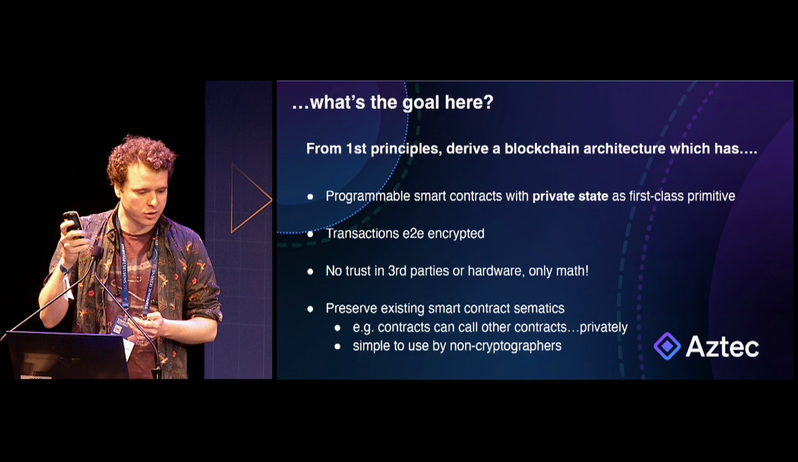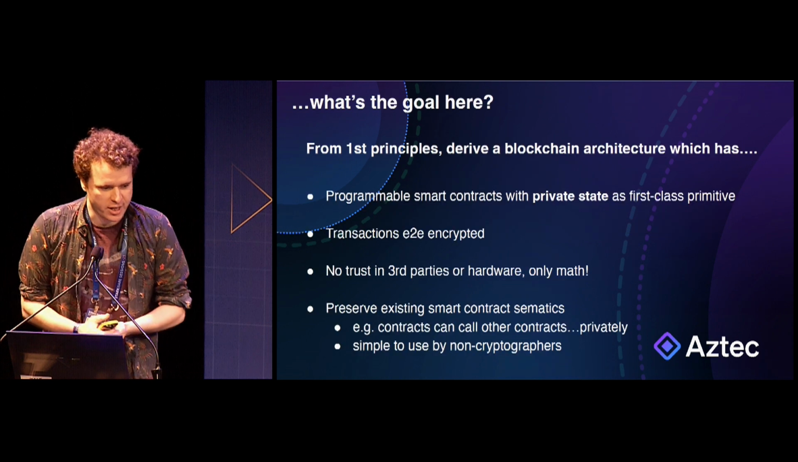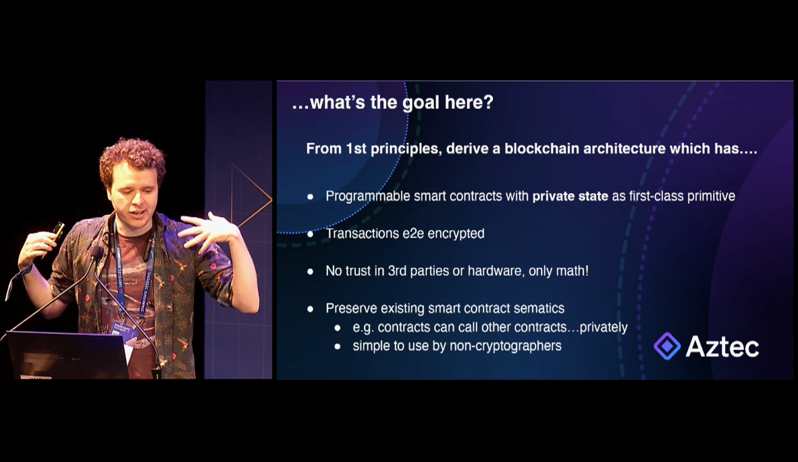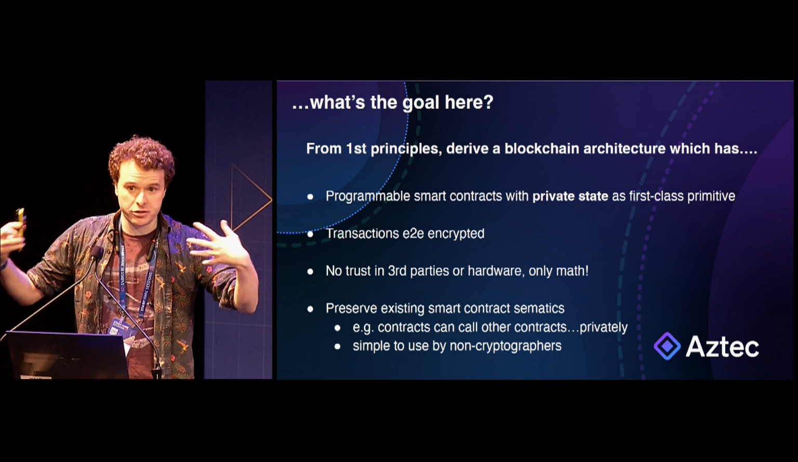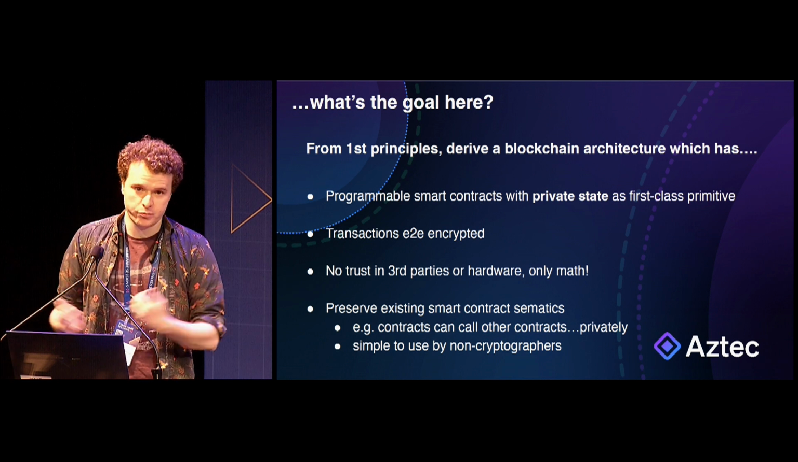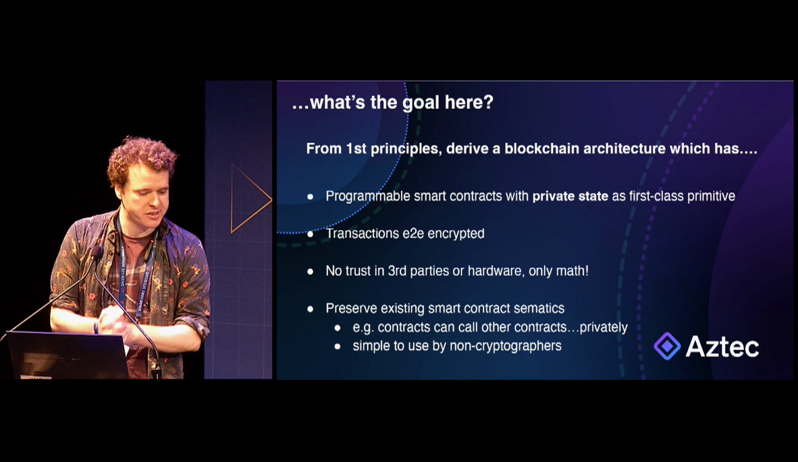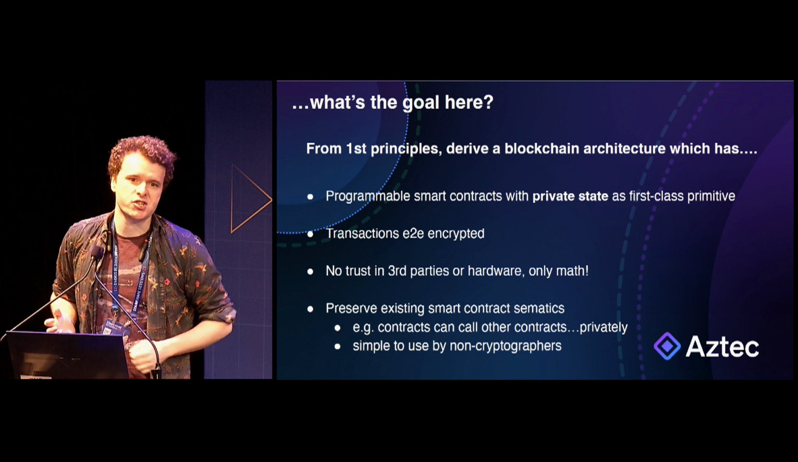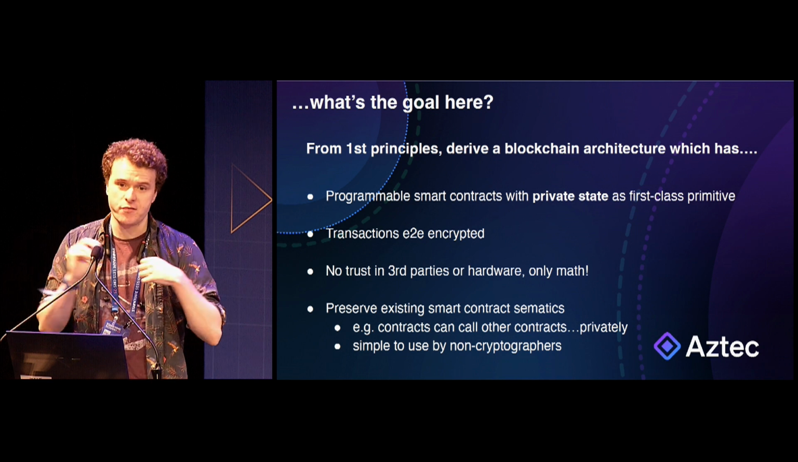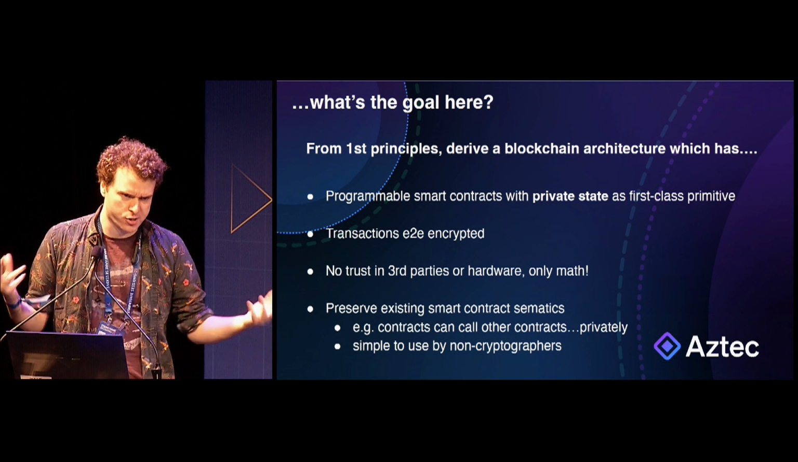So what I'd like to do for this talk is try and, almost from first principles, derive with you, work through how to construct a blockchain architecture where you have the programmability of private smart contracts like Ethereum, but where you have this private state as a first-class primitive, where transactions can be end-to-end encrypted and you don't have to trust third parties or hardware security modules or anything.